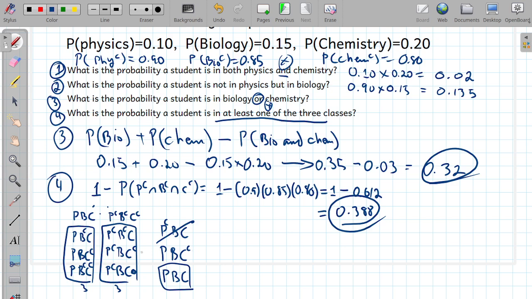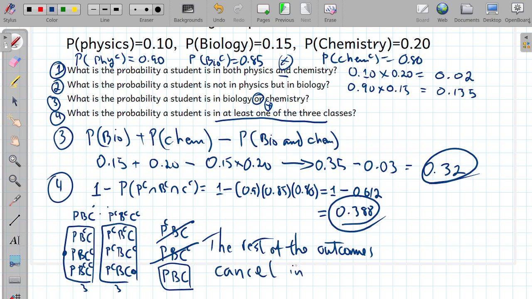And that's this one over here, so this cancels. And we have an ad running. So I'm just going to make a note. The rest of the outcomes cancel in a similar manner.